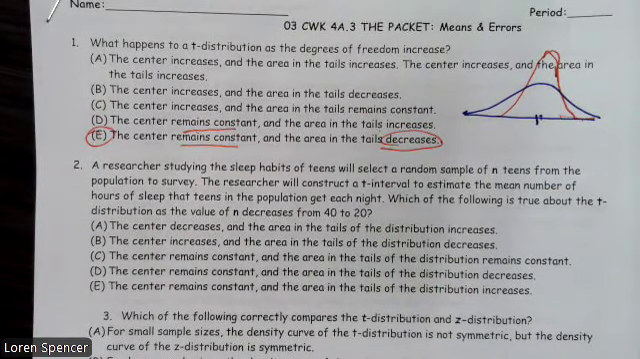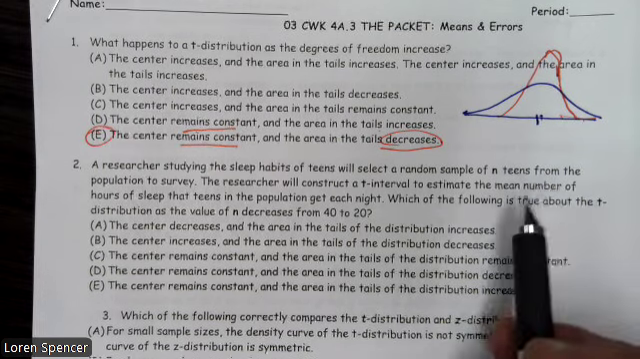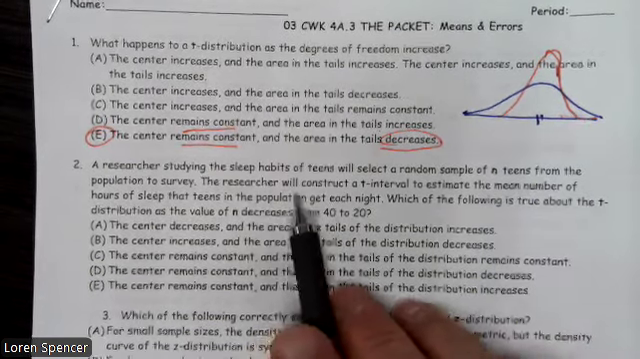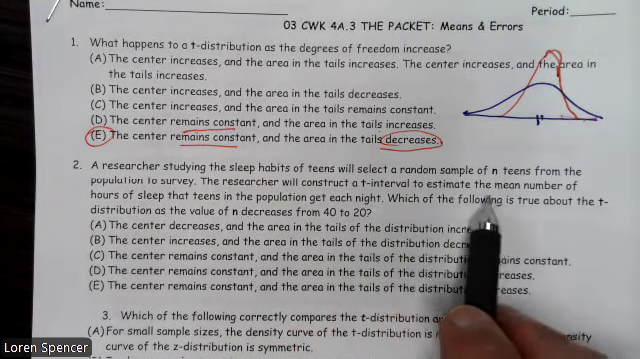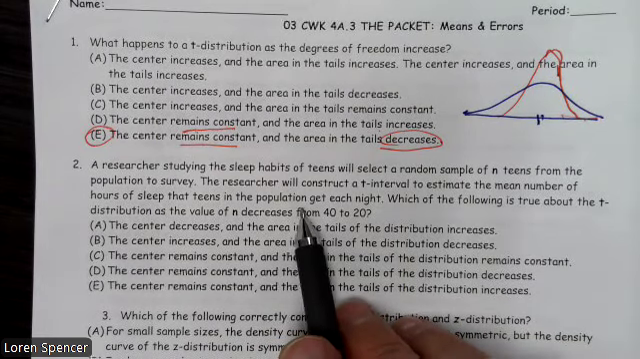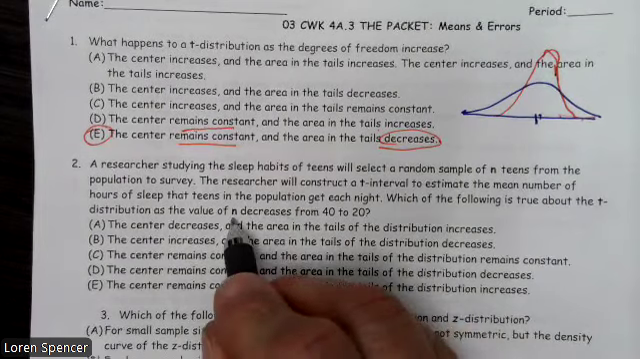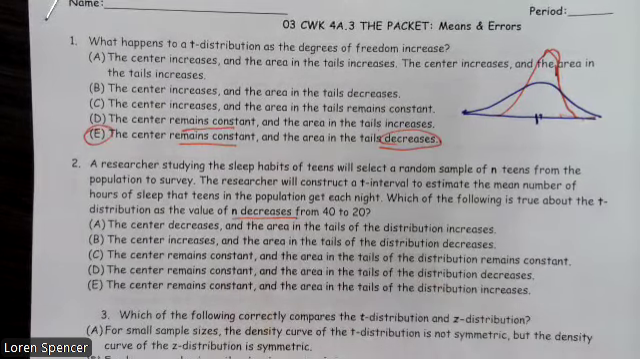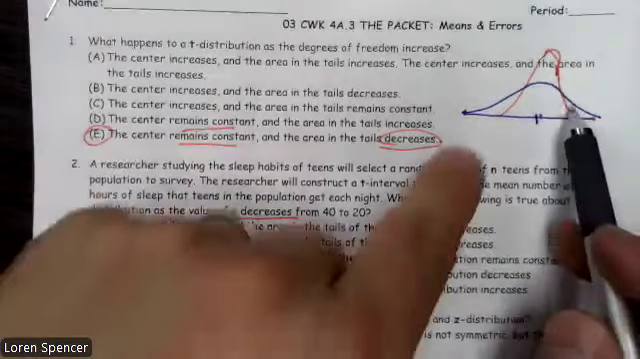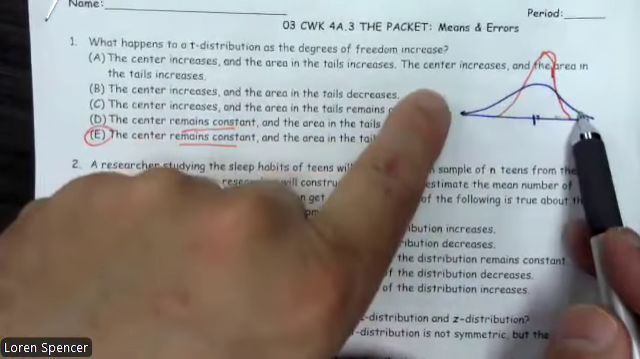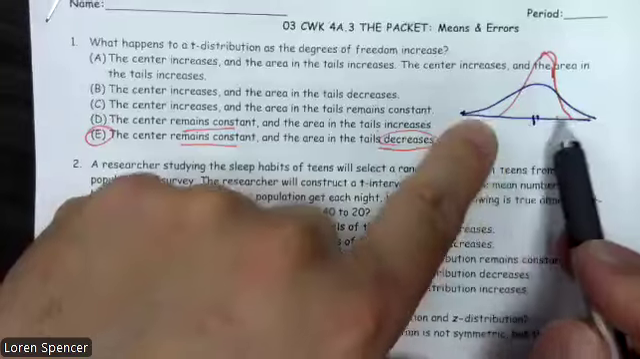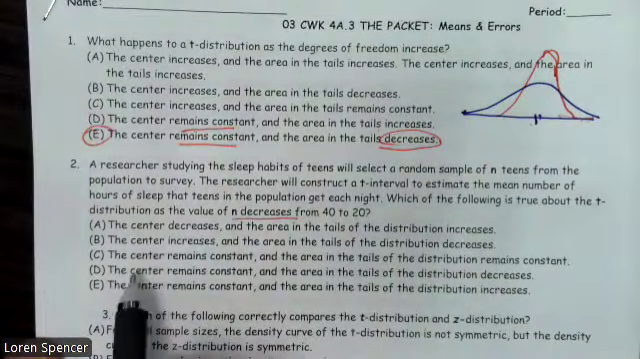Okay. A researcher studying the sleep habits of teens will select a random sample of N teens. So this is my sample size from the population survey. The researcher will construct a T interval to estimate the mean number of hours of sleep that the teens in the population get each night. Which of the following is true about the T distribution as the value of N decreases? So if it decreases, that means we started off with the red one and we went to the blue. The center remains constant, but we ended up with more area in the tail.